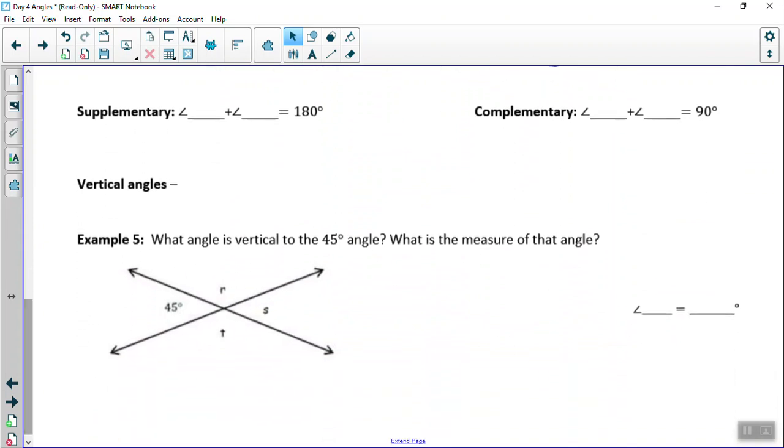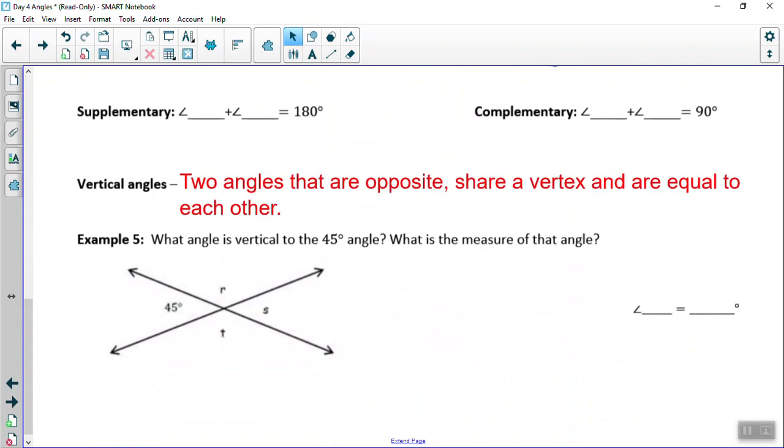All right, vertical angles are two angles that are opposite. They share a vertex, which means where they come together, and are equal to each other. So when we have two lines that intersect, cross like this, we now form four angles. They labeled one as 45 degrees, one is R, one is S, and one is T.